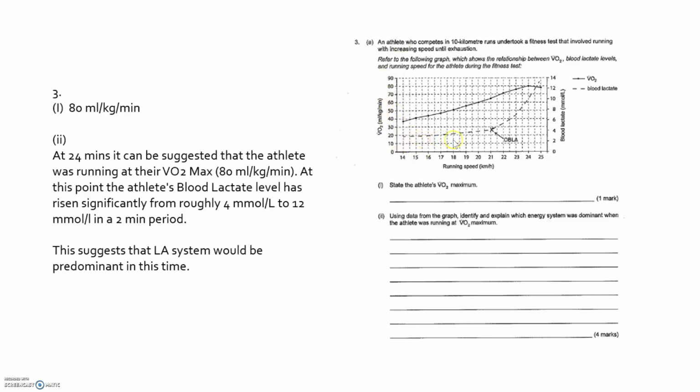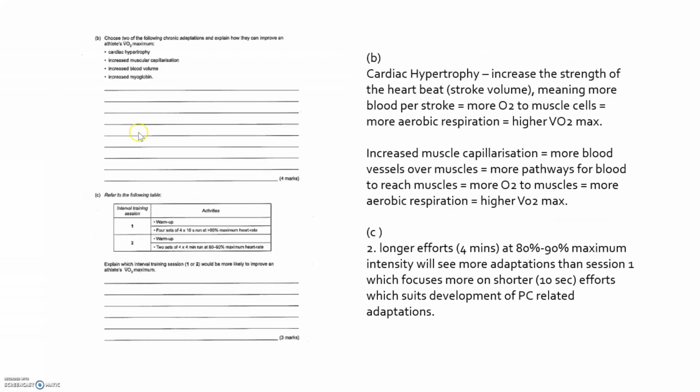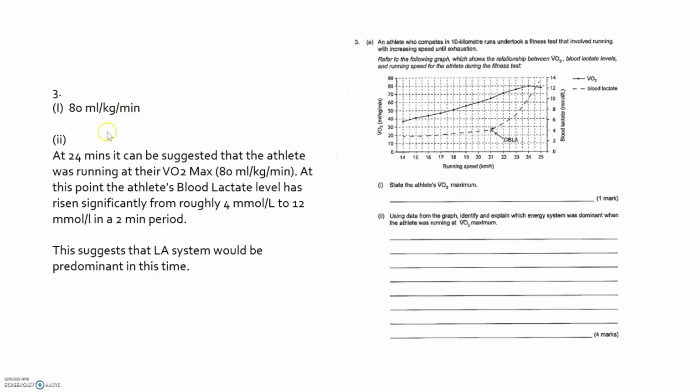So you can see here as we get to 21 minutes, we have a sudden spike in blood lactate. All right, we can see VO2 here has a gradual increase, and then as we sort of stop there, it gets lower. So, states the athlete's VO2 maximum. This point right here, which is 80 mils per kilo per minute. Let's go back. Sorry. 80 mils per kilo per minute.